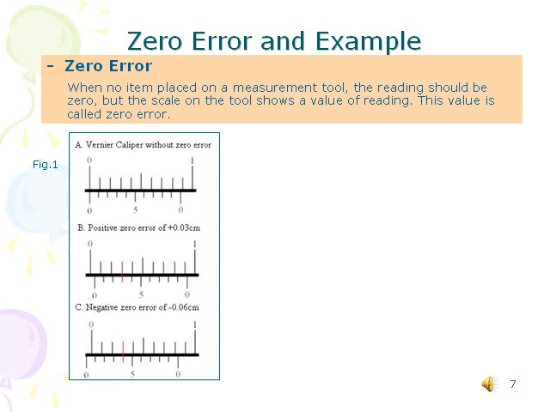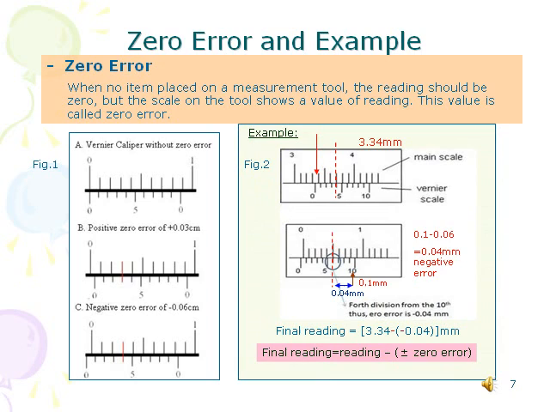So now look at the example in figure 2. We have the main scale. It shows the reading is 3.34 millimeters. In this measurement tool, it has a negative zero error of 0.04 millimeters. So our final answer must take the reading and subtract the negative zero error.